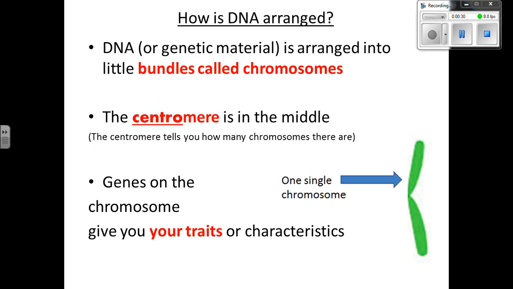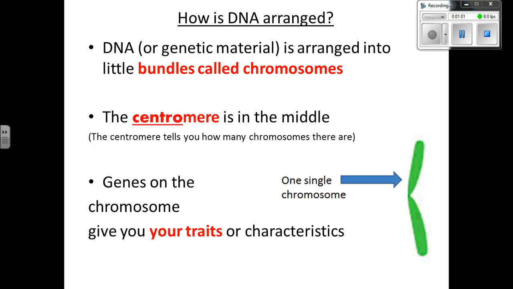We'll definitely talk more about DNA in the future, but just know that when you hear the word chromosome, think the word DNA. And DNA is arranged into little bundles called chromosomes. It's wrapped up like a little cord around proteins, and they form bundles called chromosomes. In the middle, you have a centromere. Over to the right, you have a picture of a single chromosome with a little centromere in the middle.